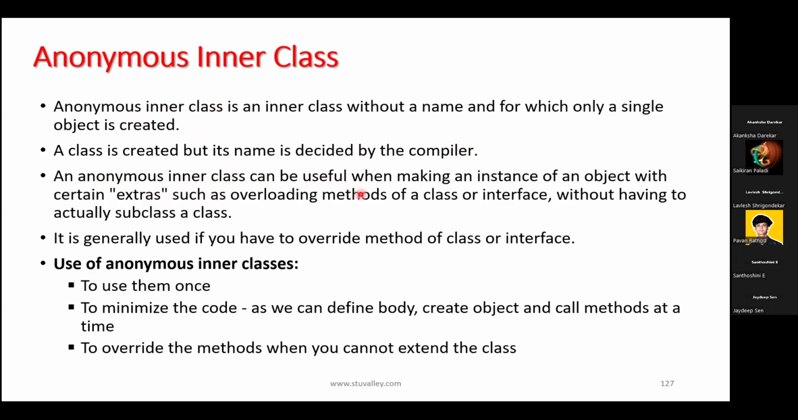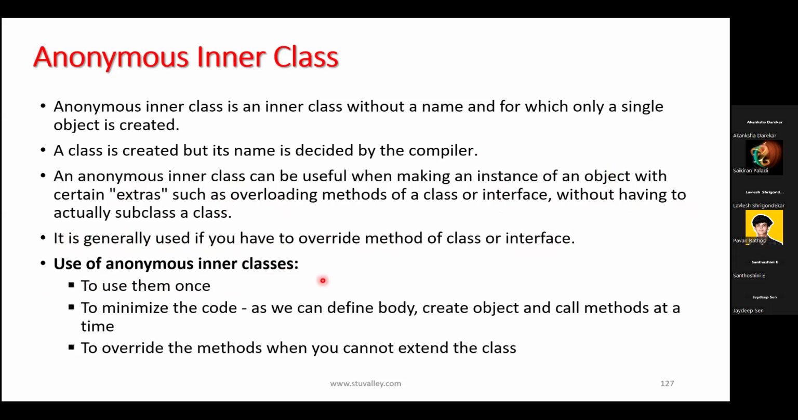An anonymous inner class can be useful for making an instance of an object with certain extras, such as overloading methods of a class or interface. If we are creating any class or interface, we are going to overload the methods, or overriding is possible. We are defining the method body, etc., without having to create a subclass or an actual class. That time we mostly use the anonymous inner classes. It is generally used if you have to override a method of a class or interface.